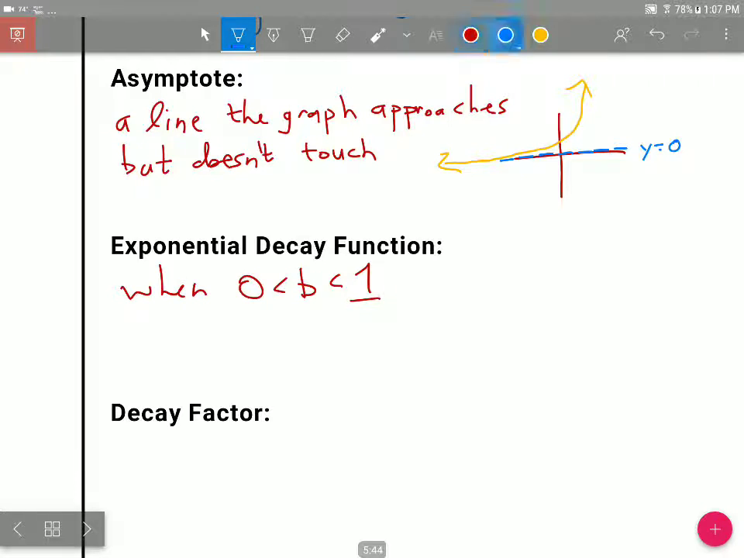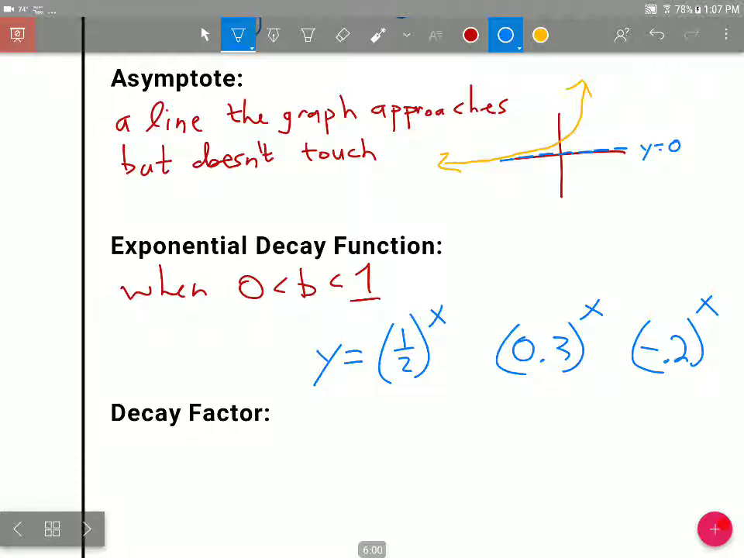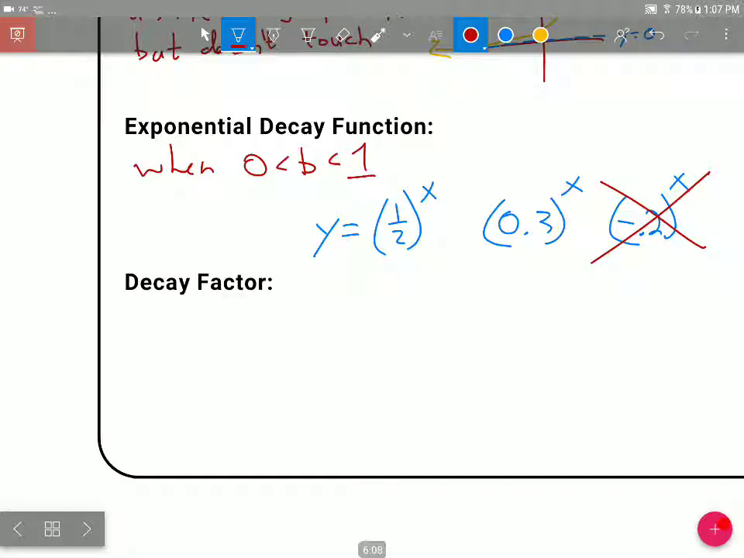So, for example, y equals 1/2 to the x, or 0.3 to the x. Those are all less than 1. Negative 0.2 to the x. You can't do that one because it cannot have a negative number in there. And again, your decay factor is simply your b value.